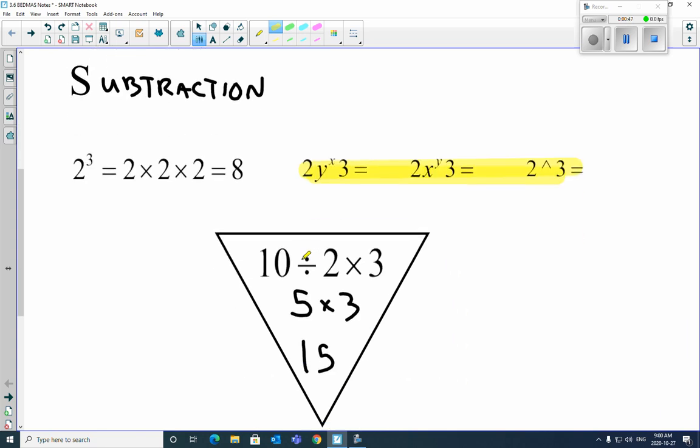So here, we have 10 divided by 2 times 3. Now, what we do is it basically looks like an upside-down triangle, and we're going down to a point because we're going down to a single answer. So here we have division and multiplication. Just do it in order from left to right. So 10 divided by 2 is 5, and then 5 times 3 is 15. You see, we work our way down. We're going to get to a point down every time.